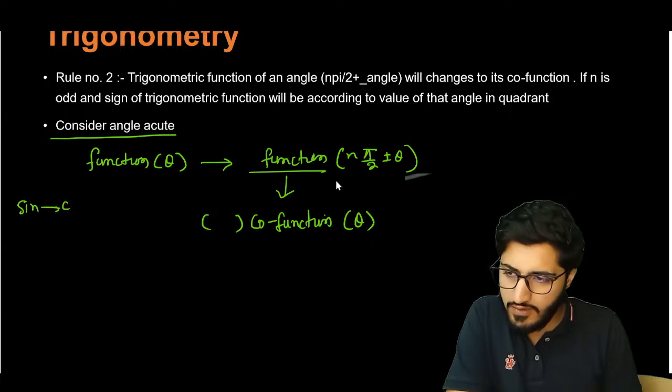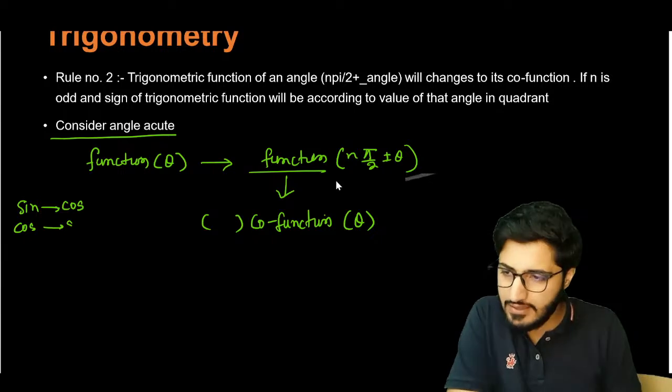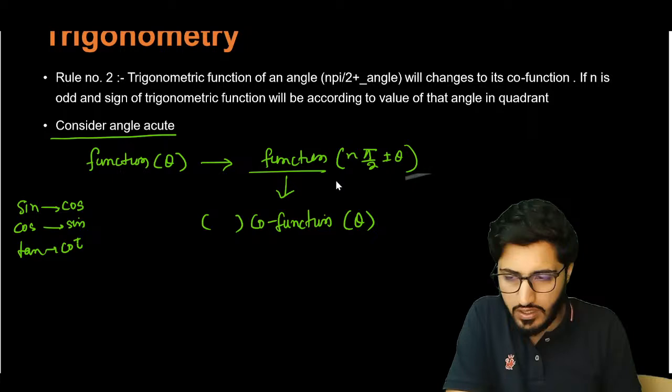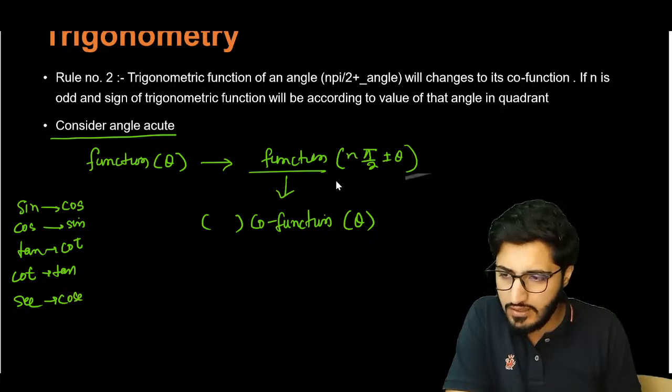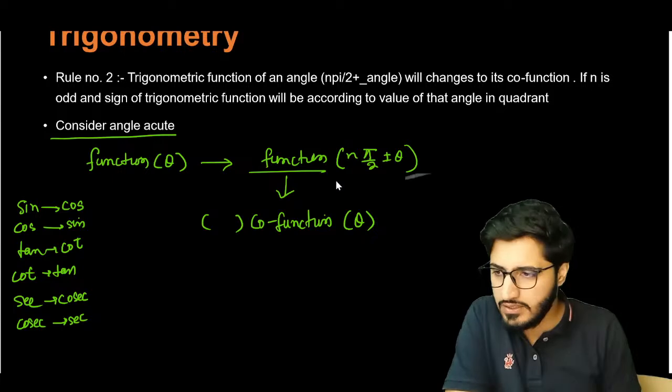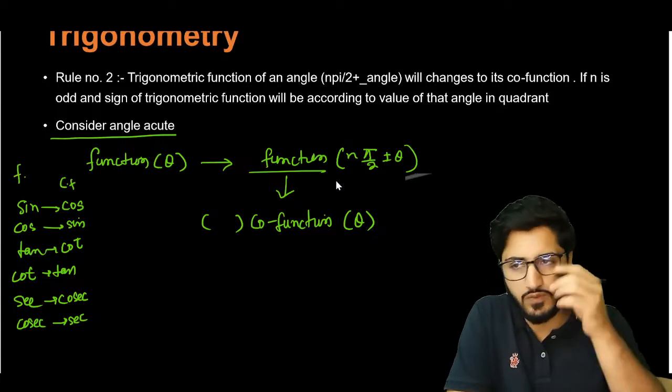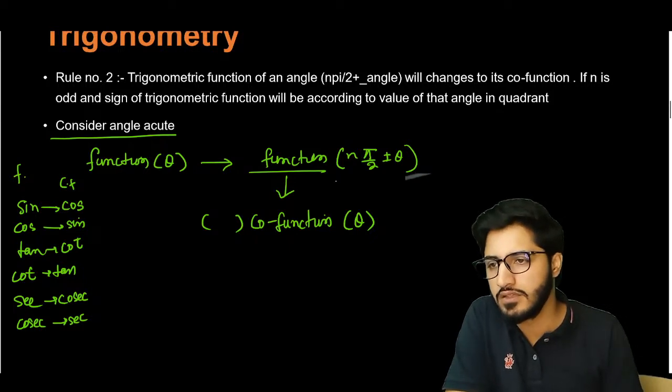Now, what are these co-functions? For sine the co-function is cos, for cos it is sine, for tan it is cot, for cot it is tan, for sec it is cosec, and for cosec it is sec. Let's take one example to get it clear.